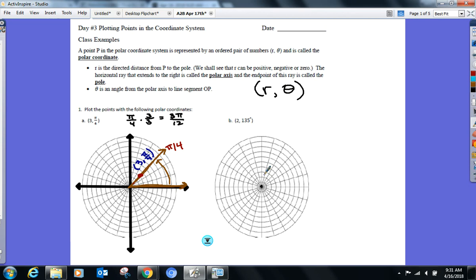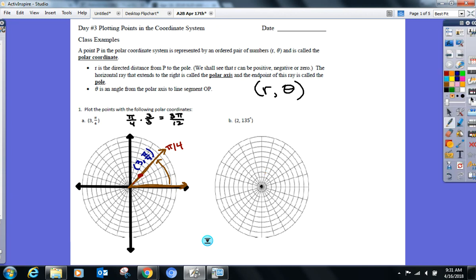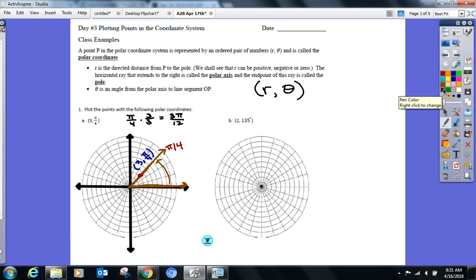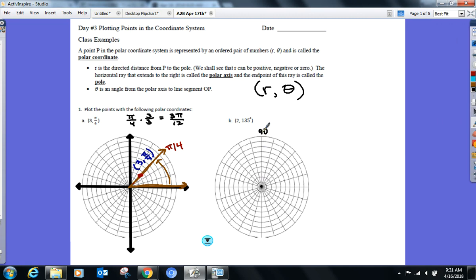Next, find 2 comma 135 degrees. Find it. I want to graph 135, so let's graph 135. So I know where 90 is. That's why I usually start. I know where 180 is. Let's see, 90, keep adding 15: 105, 120, 135. Got it. So 135 is going to be right here.